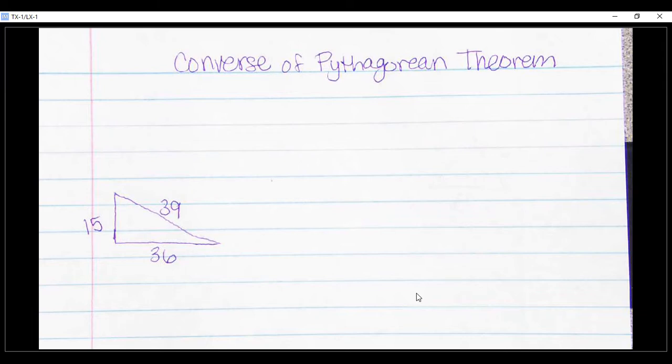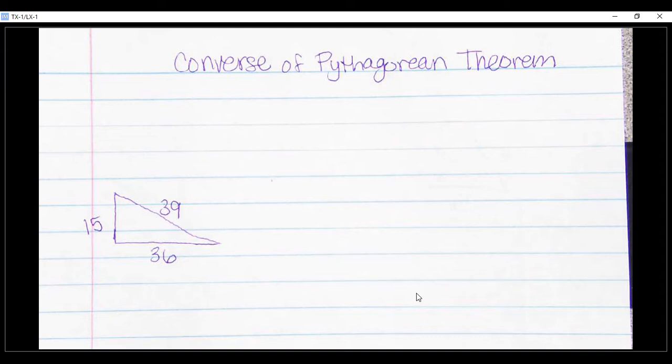So, recap from what we've already learned. We know that if it's a right triangle, we can use a squared plus b squared equals c squared in order to find any missing length of that triangle. Now we're going to be talking about the converse. Converse is kind of like a backwards technique.